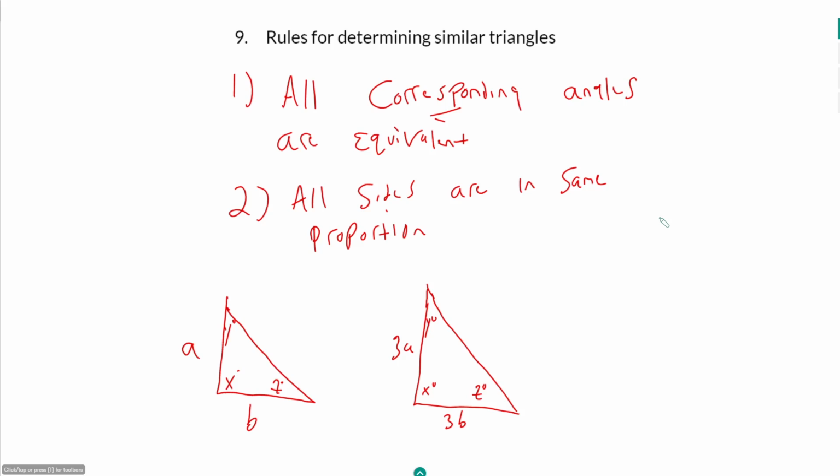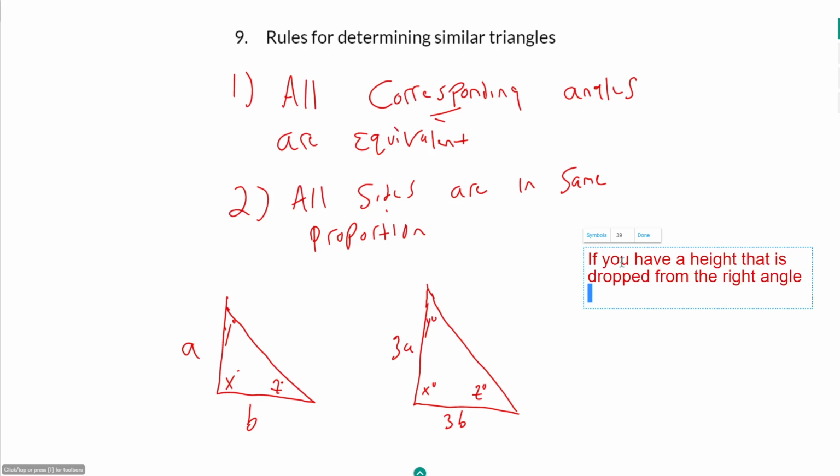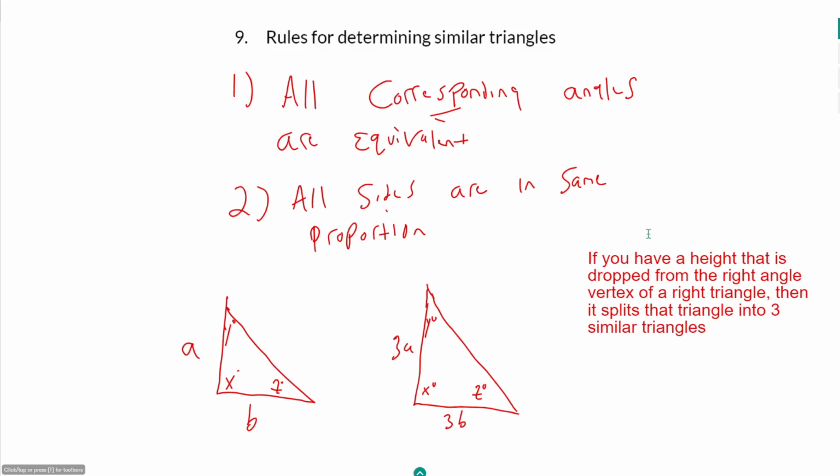And the other rule we said, the slightly more obscure rule, is if you have a height that is dropped from the right angle vertex of a right triangle, it splits that triangle into 3 similar triangles. The diagram for that looks something like this.